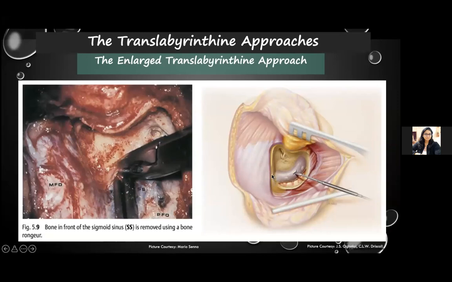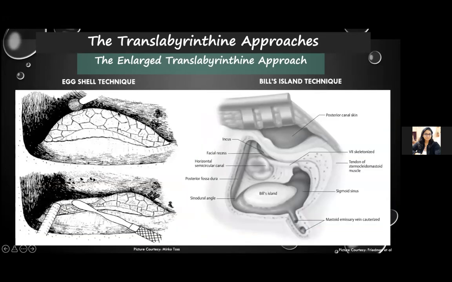Now, once we are drilling the sigmoid sinus, we drill it to that extent such that only a paper thin bone, only an eggshell thickness bone is left behind. And slowly we can remove it either using a septal elevator or using a rongeur. Now, when it comes to sigmoid drilling, there are two different techniques present in the literature. One is the eggshell technique, which I have explained just now.